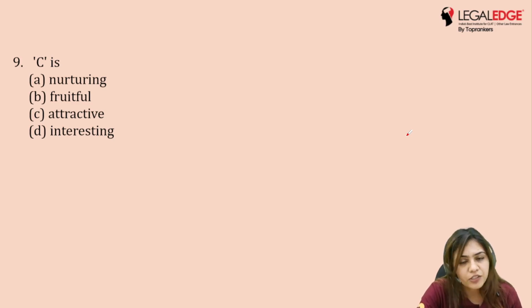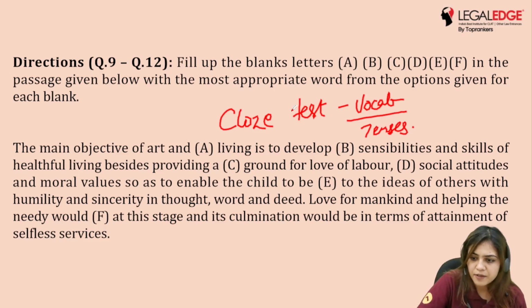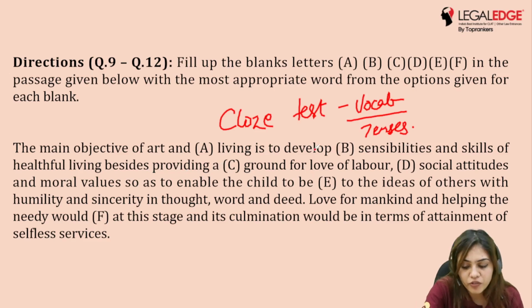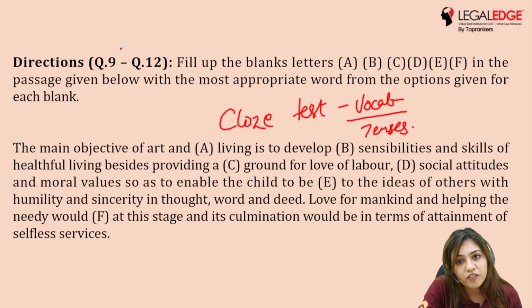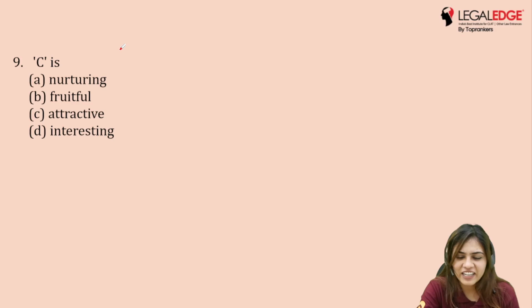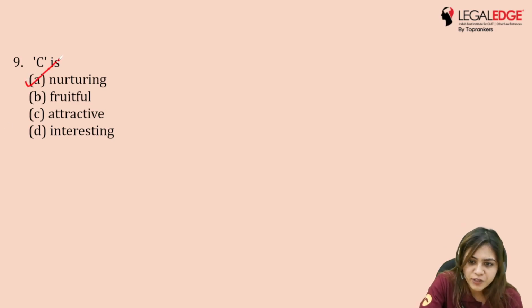ठीक है, is it nurturing, is it fruitful, is it attractive or interesting? Let's see the sentence. Sensibilities and skills of healthful living besides providing a dash ground for love of labor. A fruitful ground for love of labor, does that make sense to you? Or a nurturing ground for love of labor. हमें ऐसा ground provide करना है जो बहुत enriching हो, जो nourishment दे. तो obviously the answer is nurturing.